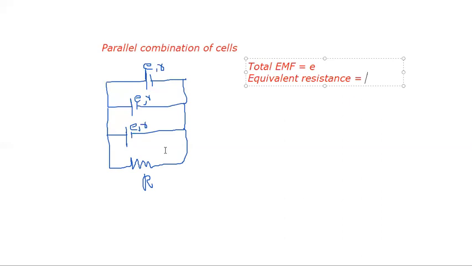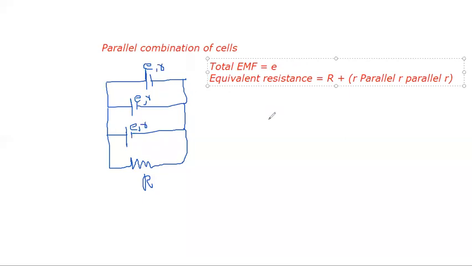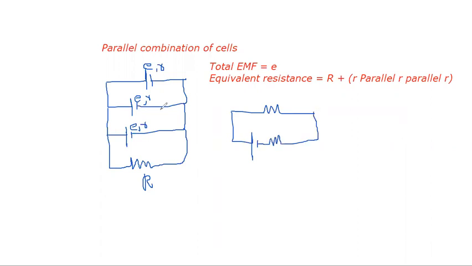Now let me draw the circuit. See, these three r's are in parallel, but this R is in series with the parallel combination of these three r. So let me write it once, then you will understand. R plus small r parallel small r parallel small r. Did you understand what I meant to say? Let me draw the circuit again, then it will be clear. This is capital R and this is E with an equivalent resistance of these three internal resistances. If r is in parallel three times, the equivalent resistance is r by 3 and the equivalent EMF is E. So this circuit gets reduced to this circuit, right?